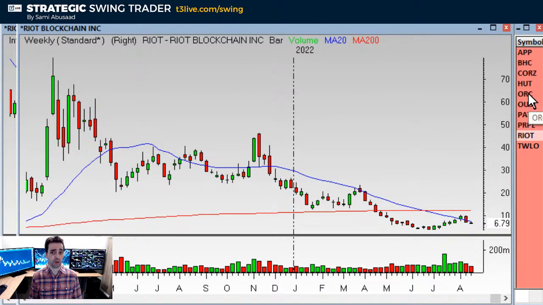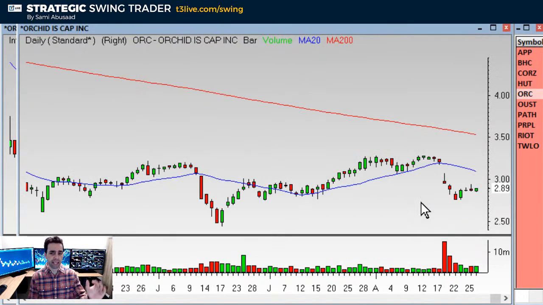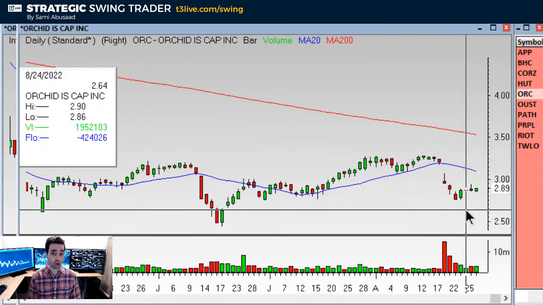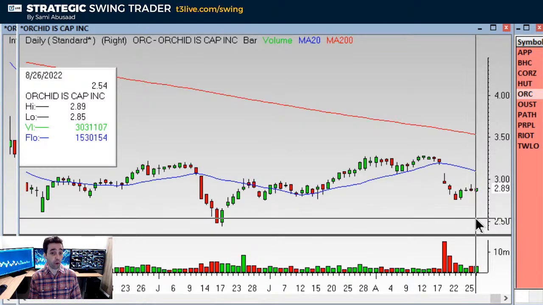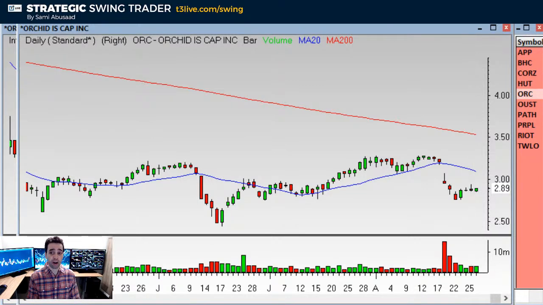We skipped a few here. ORC, we got to go back to the daily. ORC has a daily sell setup. So short under 284.85, stop would be over 294. It's only a 10-cent stop, or 11. And then target the prior low right here, 250. Pretty nice, good reward to risk on the ORC.